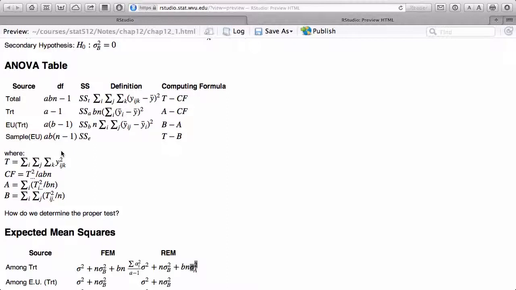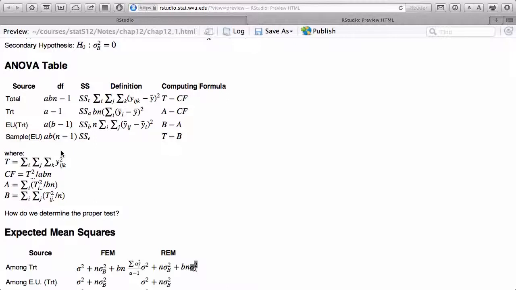So if you want power, that is, you reject when you should reject. When there is an effect, you reject. If you really do have a treatment effect and you want to detect it, then you want high power, high probability to detect that effect, given it's really there. That's power.